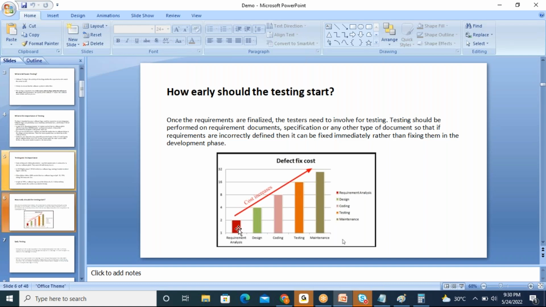One question will be flashed in your mind: how are we going to raise defects in requirement analysis? Testers are important in all the phases. In the requirement analysis phase, what is going to happen? Business analysts will sit with the client and gather all the requirements, what the client is expecting from us. Based on the discussions, the business analysts will prepare the requirement specification documents.